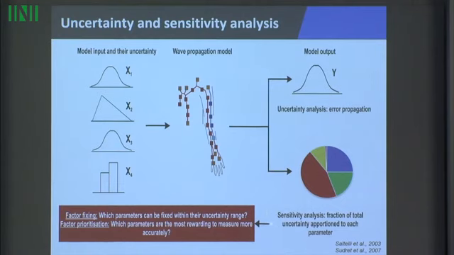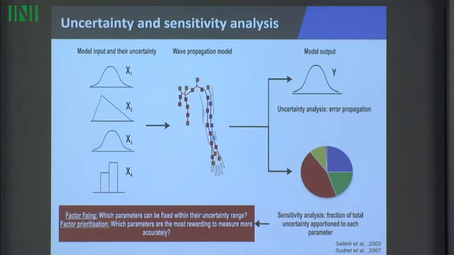And this is very important for me because then I can decide which parameters can be fixed within their uncertainty range, so I don't need to measure them, and which ones are most rewarding to measure more accurately. And that's what I call factor or parameter prioritization. So it can give me guidance on what I should measure and how I should measure them.